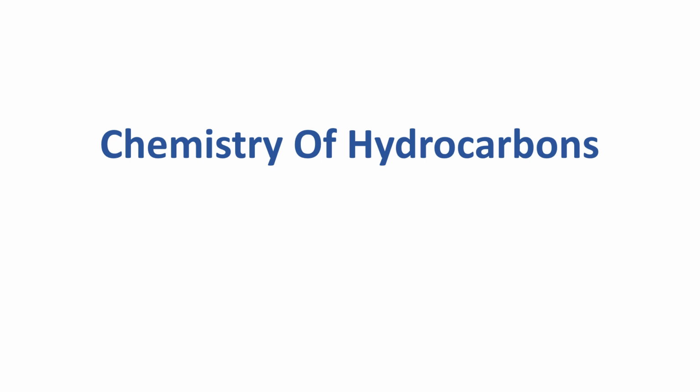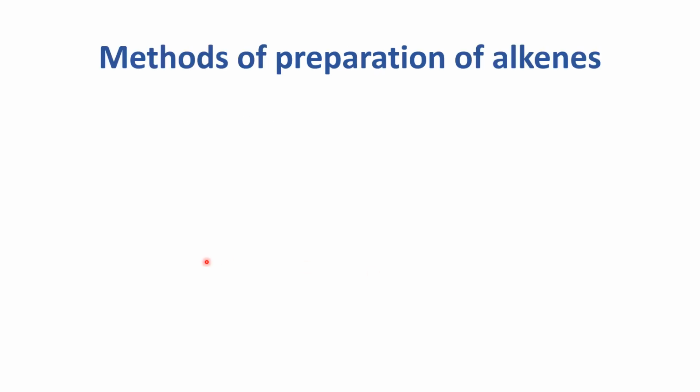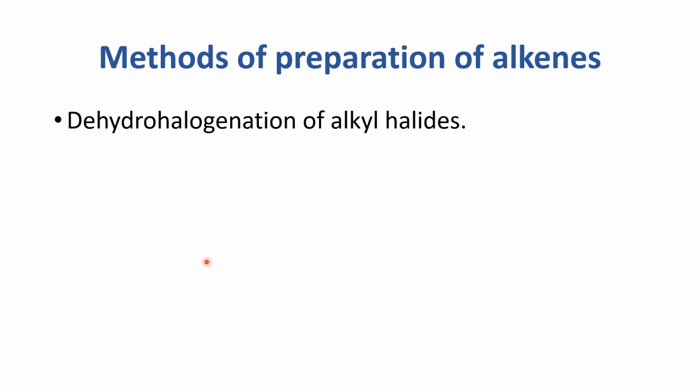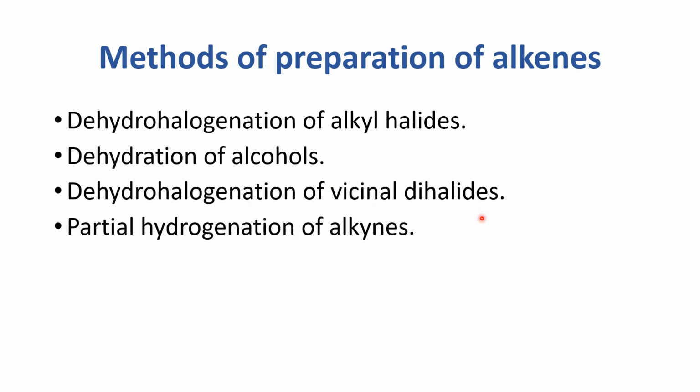The topic we are going to discuss is chemistry of hydrocarbons, and the subtopic is preparation of alkenes. Following are the methods which we will discuss in detail in the upcoming slides: dehydrohalogenation of alkyl halides, dehydration of alcohols, dehydrohalogenation of vicinal dihalides, and the last one is partial hydrogenation of alkynes.